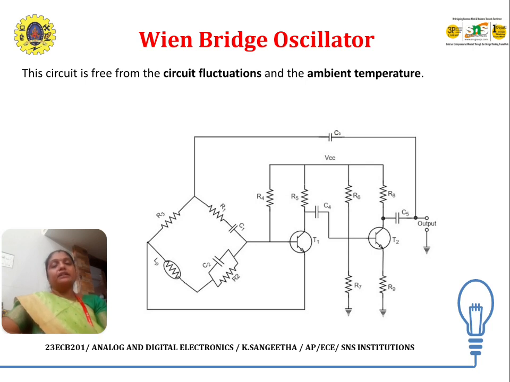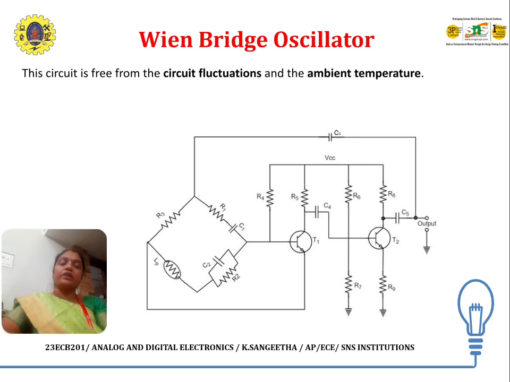And here there are two transistors used, T1 and T2. One coupling capacitor is used to couple the first transistor to the next transistor, and the bias resistor and collector resistor are used, and there are two coupling capacitors, and in T2 also there is a coupling capacitor.